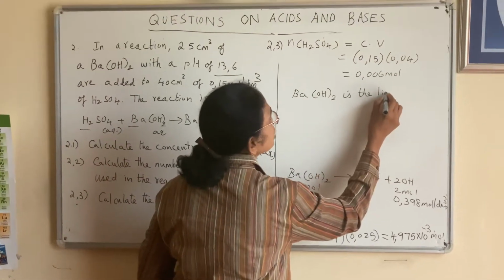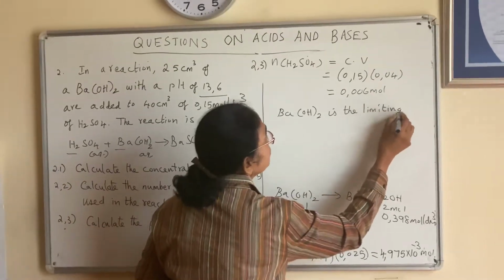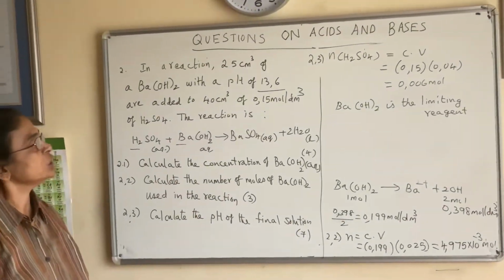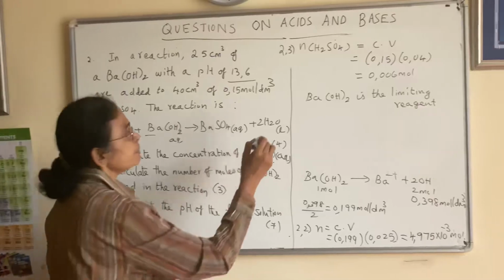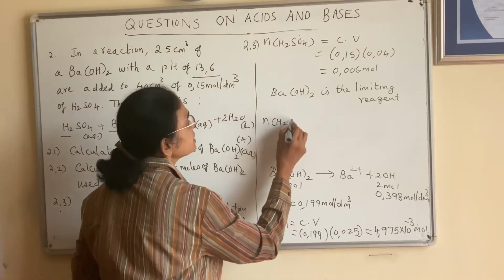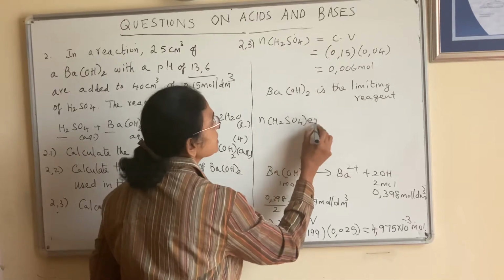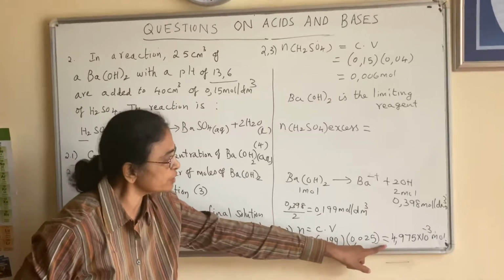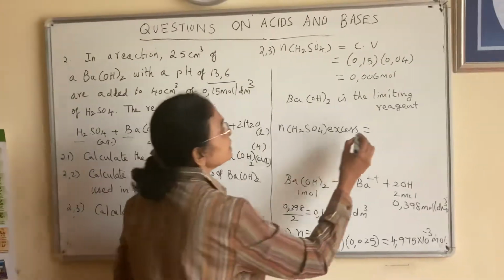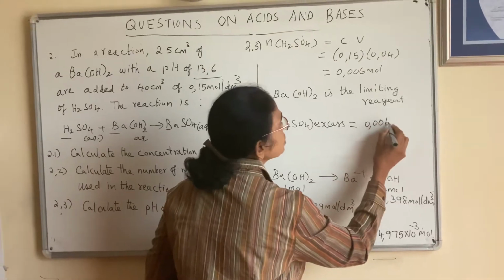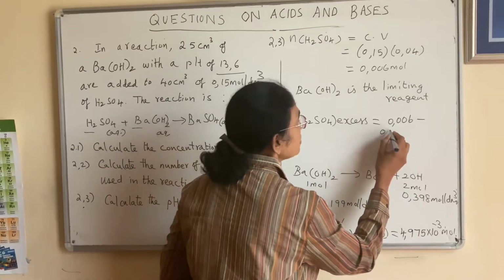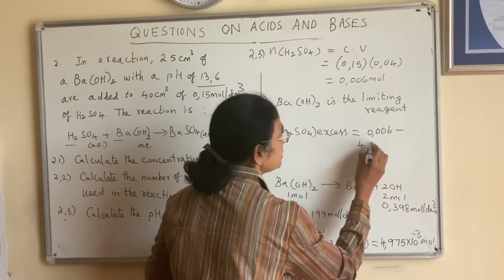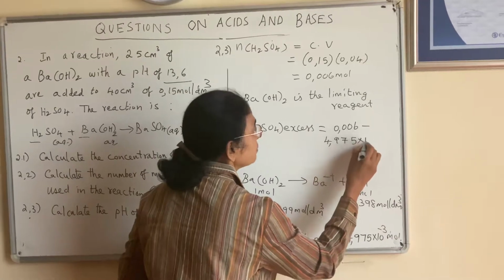The one which has got the smallest number of moles after dividing by the number of moles in the equation is the limiting reagent. So which one is in excess? Number of moles of sulfuric acid is in excess. The mole ratio is 1:1. So if this is 0.4975, so what will happen? The excess one is 0.006 minus 4.975 times 10 to the power of -3.